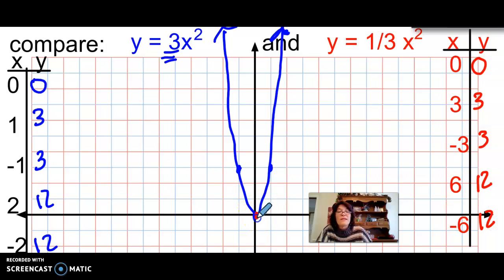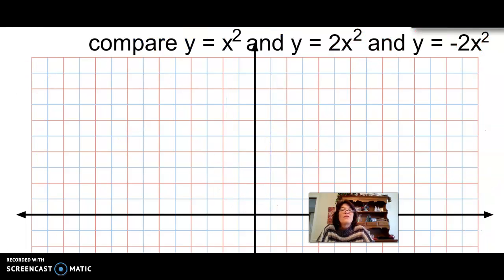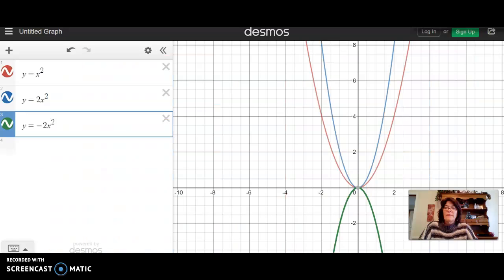So 0 gives me 0. It takes me over to 3 till I get 3. And negative 3, 3. 6 gives me 12. And negative 6 gives me 12. So I get this wider parabola, right? The 1/3 made my parabola wider. That was the same thing we had before, guys. So let's try all these. Go ahead and pause me. Let's see what we get here.